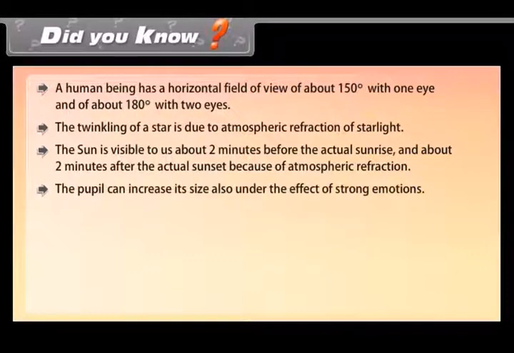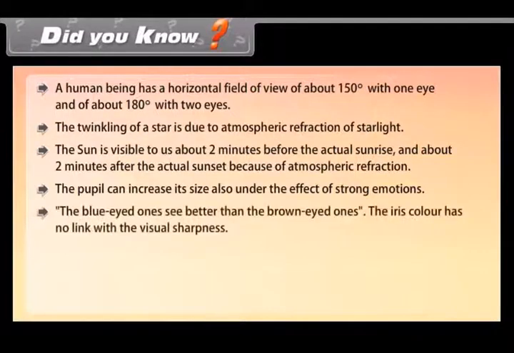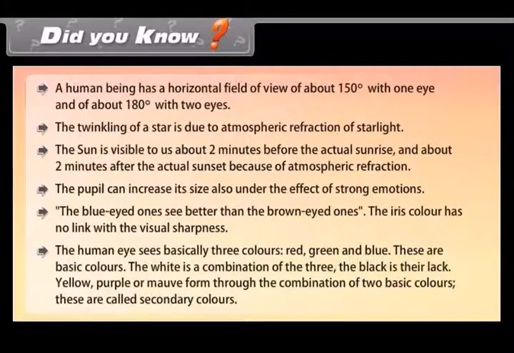The pupil can increase its size also under the effect of strong emotions. The blue-eyed ones do not see better than the brown-eyed ones. The iris color has no link with visual sharpness. The human eye sees basically three colors: red, green, and blue. These are basic colors. White is a combination of the three. Black is their lack. Yellow, purple, and mauve form through the combination of two basic colors. These are called secondary colors.